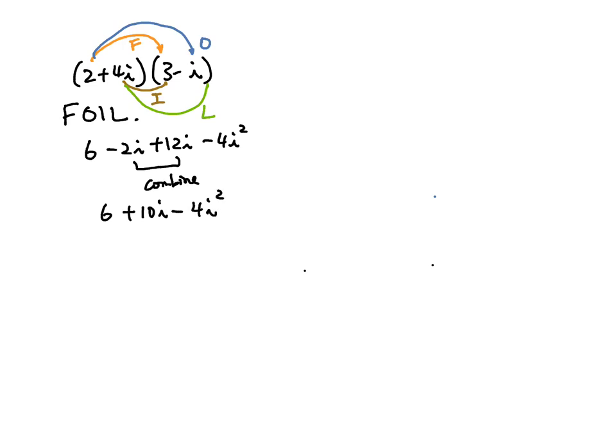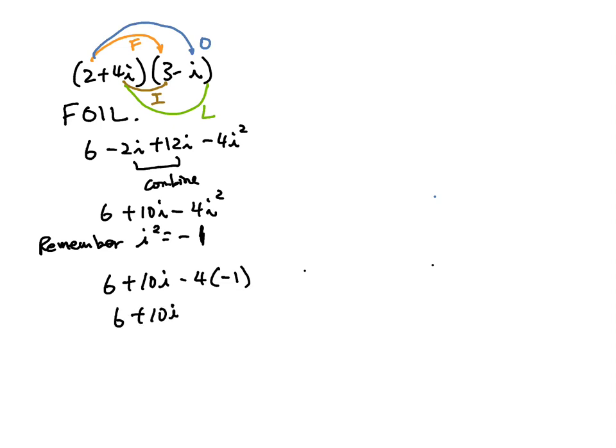Okay, now i squared. Remember, what is i squared? i squared is negative 1. So we're going to replace the i squared with a negative 1. So this becomes 6 plus 10i minus 4 times negative 1. So 6 plus 10i plus 4. So 10 plus 10i is our final answer. Okay, FOIL. Use FOIL. A lot of people like FOIL, so it's not such a bad idea to remember it or refresh it.